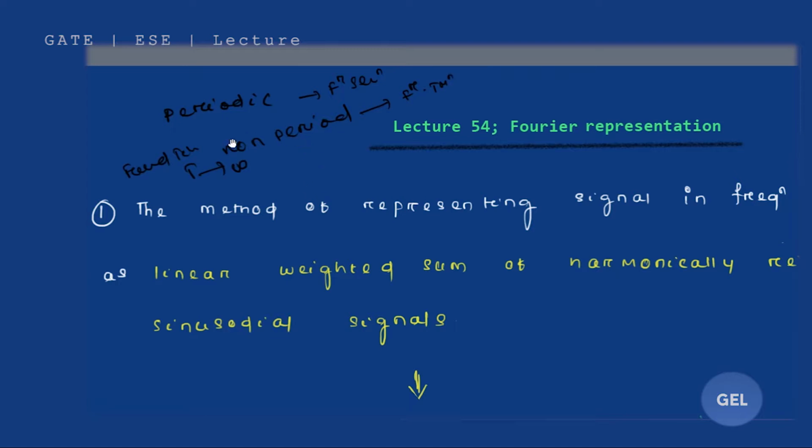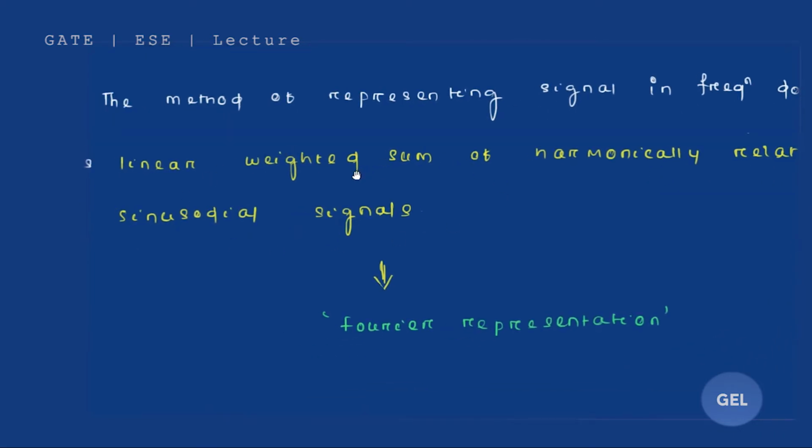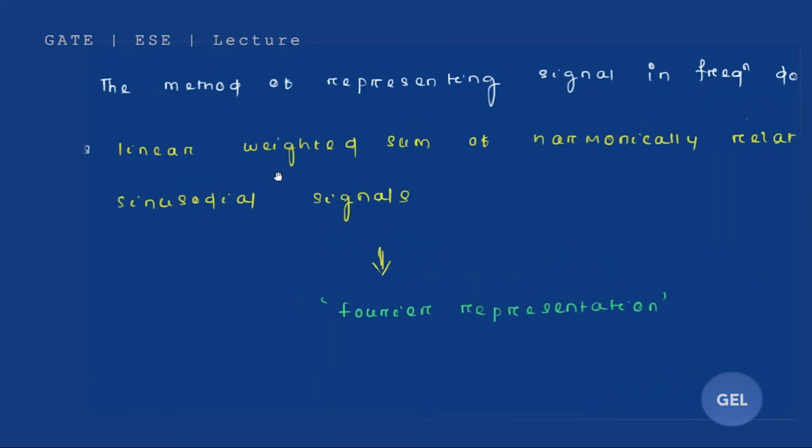Clear? So any signal can be represented in terms of a linear weighted sum of harmonically related sinusoidal signals. This is your Fourier representation. It's a very important, beautiful line. Please write it down, or whenever I give you the notes, you can write it down.